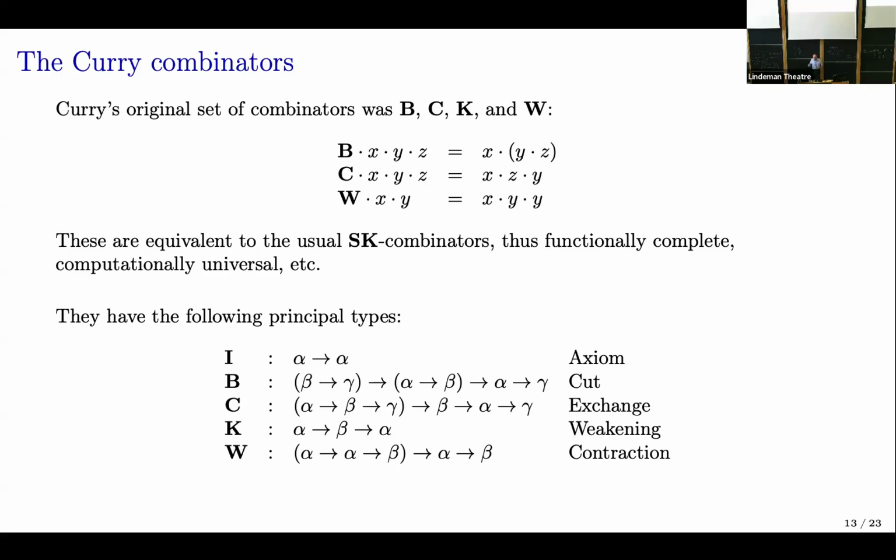This is Hilbert-style axioms for pure implicational logic. And you see that K stands for weakening and W stands for contraction. And C is for exchange. And the B combinator is really the unary version of cut. So actually, Curry's combinators corresponded to the Gentzen structural rules, and the Gentzen setup for sequent calculus, but done in this algebraic style in combinatory algebras.